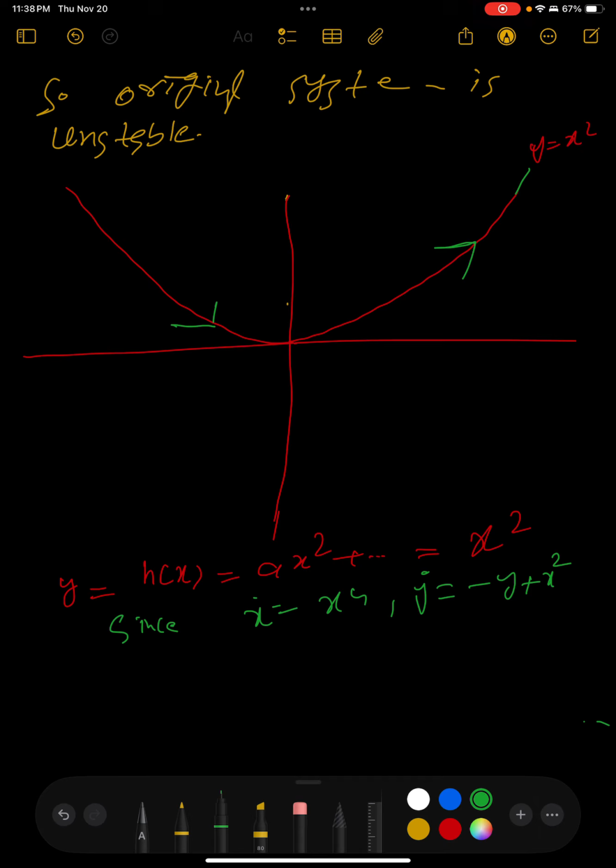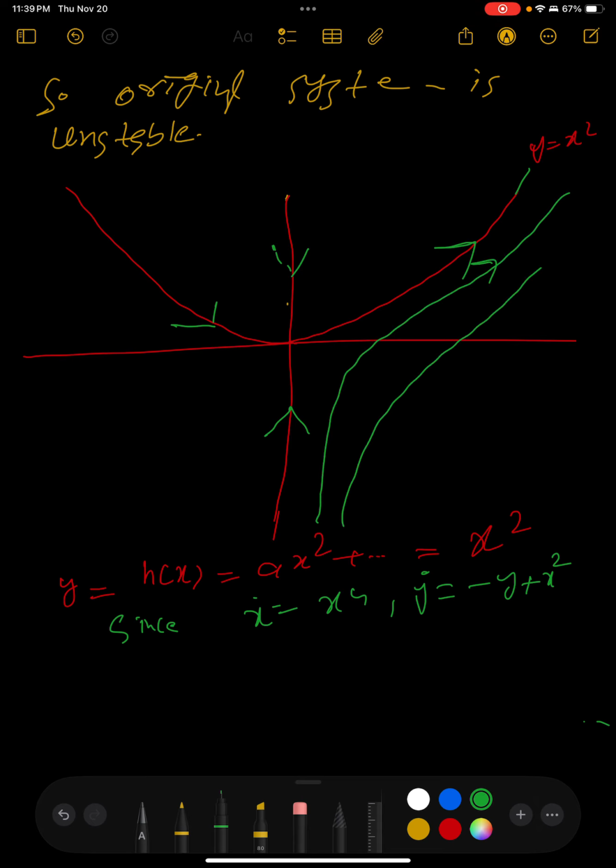So on the y axis, x is 0. So if my x is 0, y dot is equal to minus y, and if y is positive, my y dot is decreasing. Okay, and if my y is negative, my y dot is positive, so it is increasing. Now clearly we can see that the solution behaves like this.